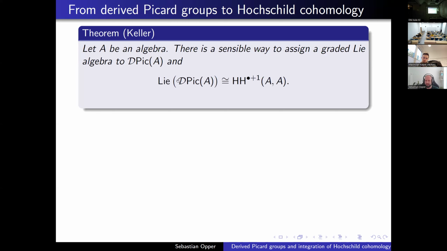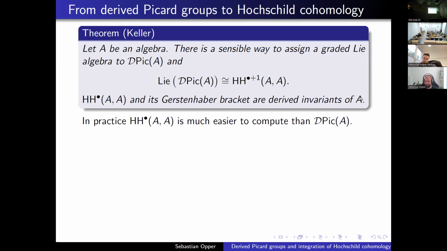And then there's something you actually have to prove, which doesn't follow from the definition at all, that this Lie algebra that you define in this way recovers the Hochschild cohomology. What this in particular means is, which I didn't say before, that the derived Picard group is a derived invariant of A, more or less by definition. And through this connection, not only the Hochschild cohomology, but also its Lie algebra are derived invariants of A. So this whole Lie algebra in itself is invariant under derived equivalences.